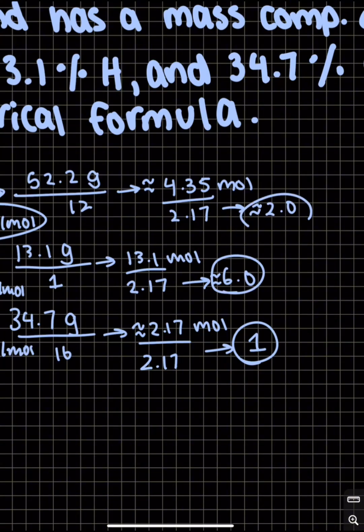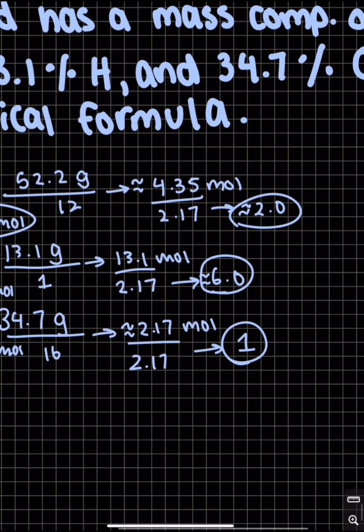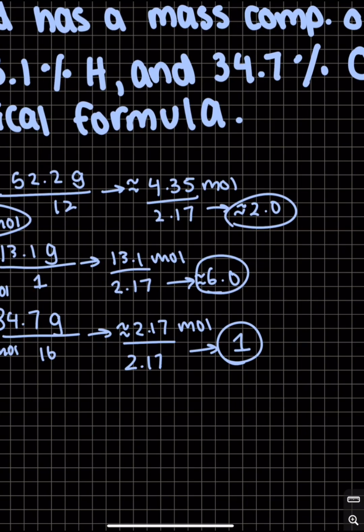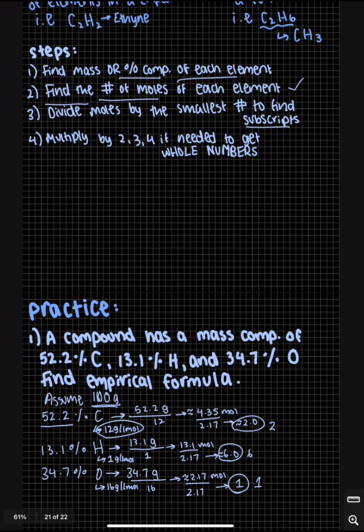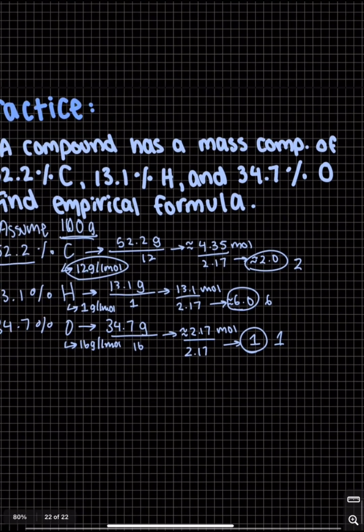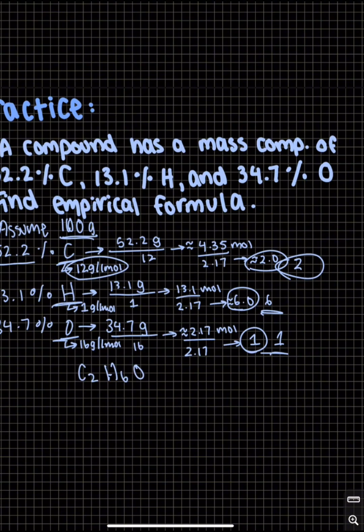And notice here that these numbers are very, very close to whole numbers, right? There's 2, 6, and 1, meaning that these are the subscripts. We've already found the subscripts, meaning that of carbon, there's 2, hydrogen, there's 6, and of oxygen, there's 1. Meaning our final empirical formula is C2H6O1, or just C2H6O. And that is your correct answer.